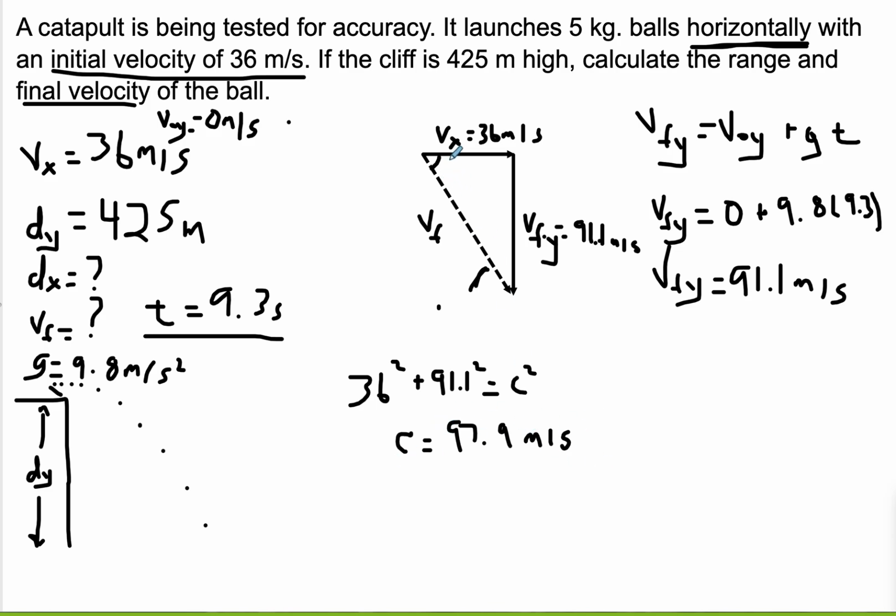Now, that's not the velocity though, right? Because I need the angle and the speed for the velocity. So to find that angle, we've been using inverse tan. Might as well just stick with it. So the inverse tangent of the opposite side, 91.1, over the adjacent side, 36. If I punch that in my calculator, can someone shout it out? 68.4. 68.4.